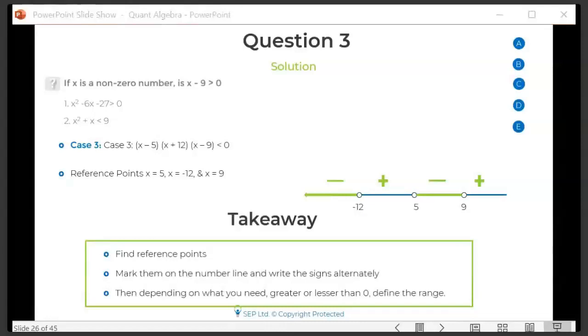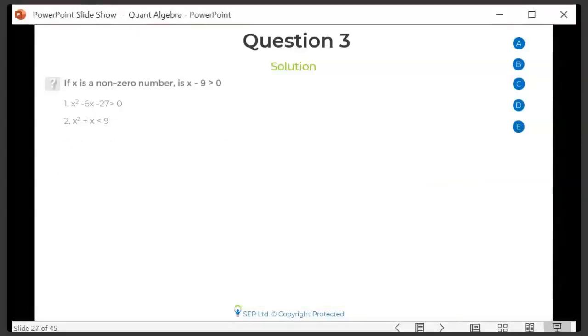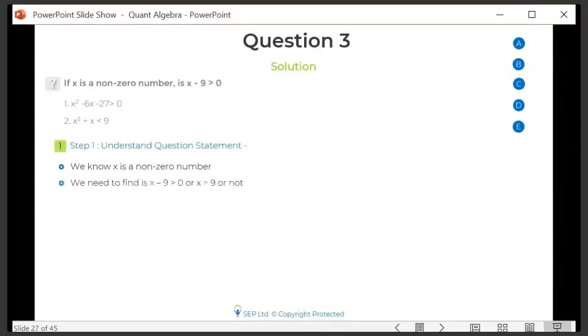So keeping this in mind, we'll see if we can use that learning in this question. Now here it's given that x is a non-zero number. We need to find out whether x minus 9 is greater than 0 or not, which means x is greater than 9 or not. Obviously no pre-analysis can be done here because nothing else is given, so we should directly jump into the statement.